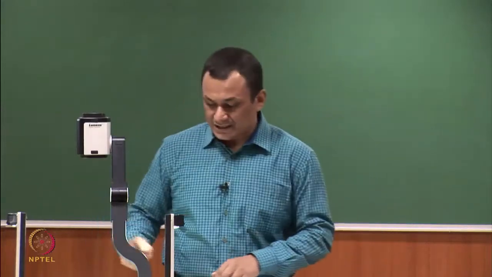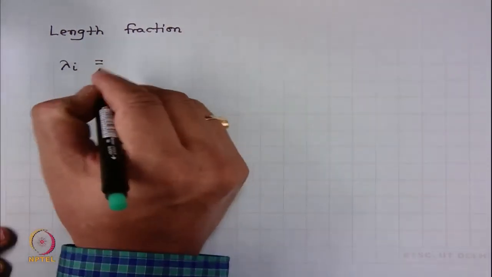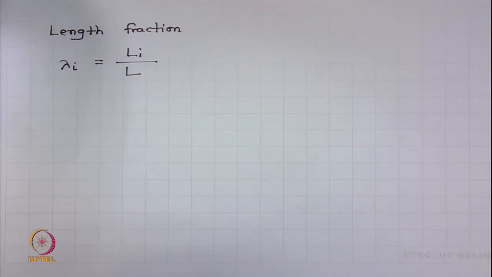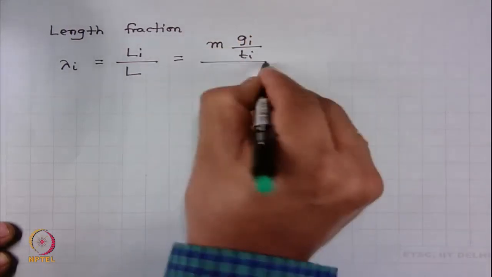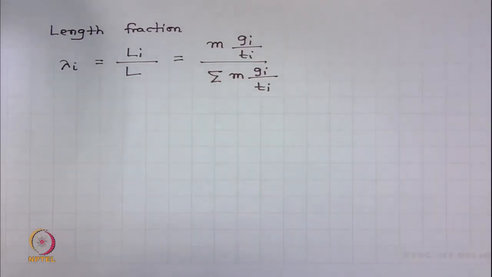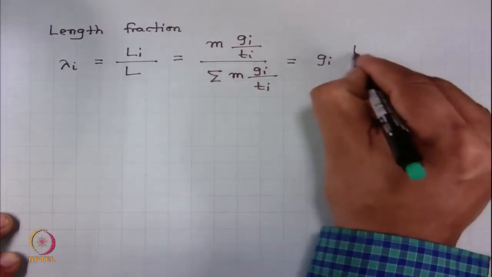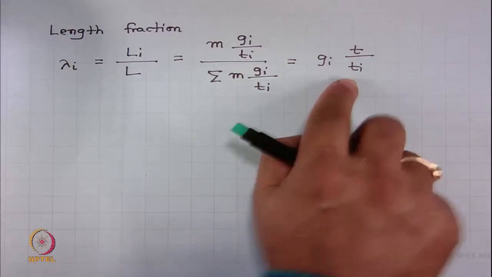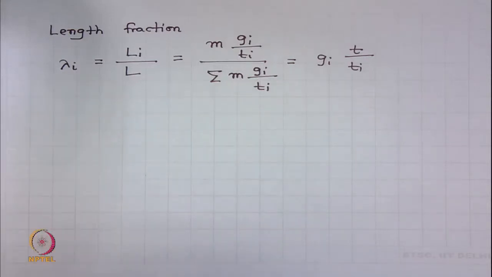What is length fraction? Length fraction we denote by this symbol, which is equal to total length of all fibers of ith component divided by total length of fibers in the blend. What is L subscript i? It is M g_i by T_i. So, we write down g_i T by T_i. So, if we know mass fraction of ith component, if we know fiber fineness of ith component, if we know the fineness of fibers of the blend, we will be able to know the length fraction. So, this is how we can also obtain the length fraction.